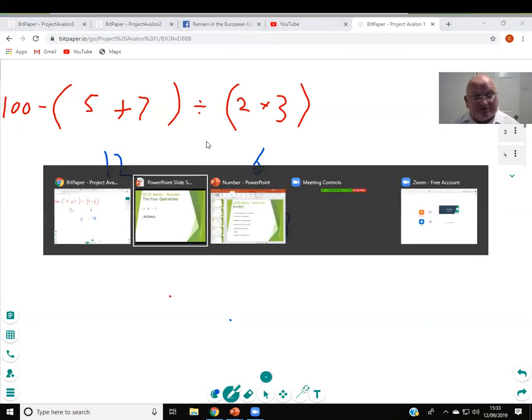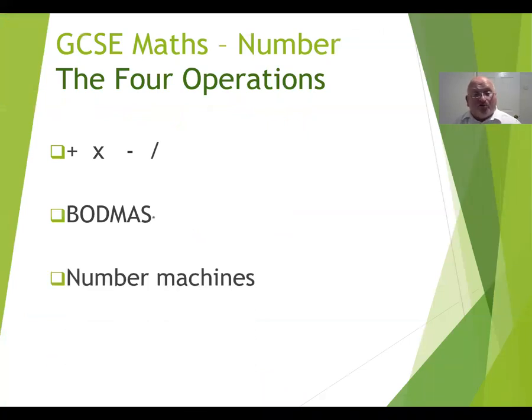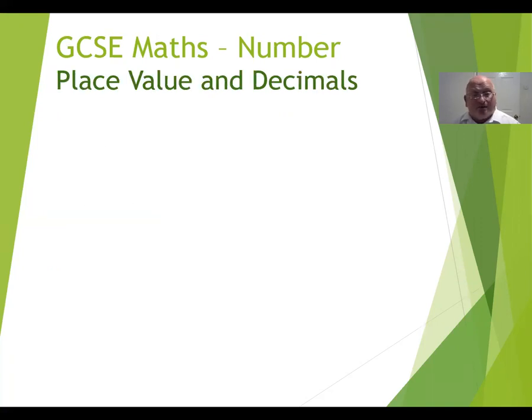Okay, let's go back to my slide. The next thing on the four operations is number machines. Not going to give you an example of a number machine here. Just bear in mind it's something else to do with the four operations that you'll get a chance to work with on a GCSE Maths course. Right then, place value of decimals. What's that all about? So why is place important, and what do I mean by place?